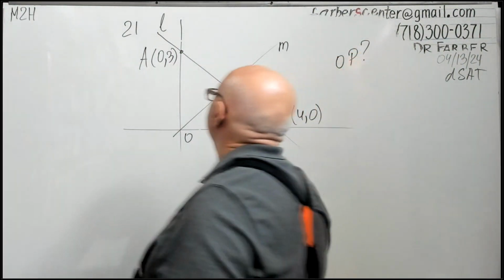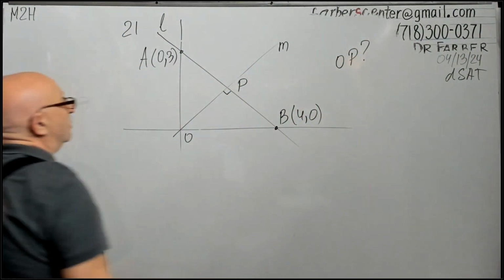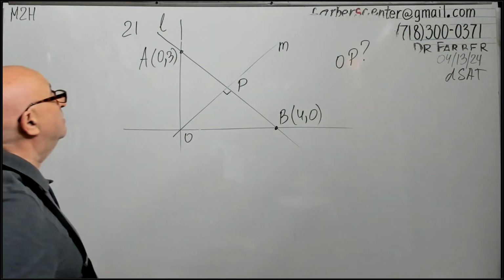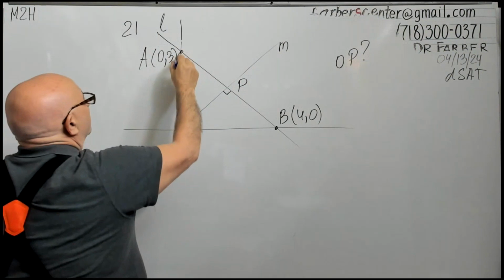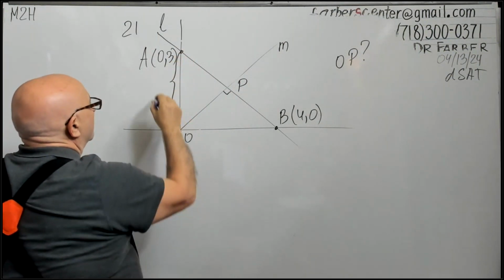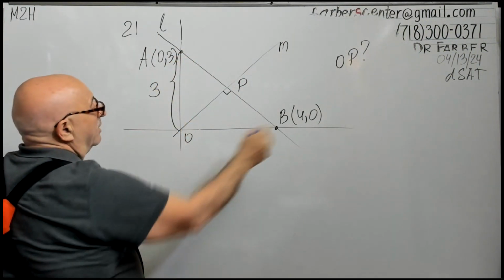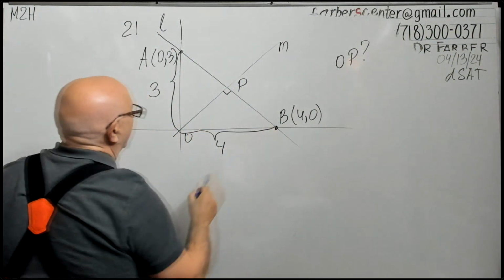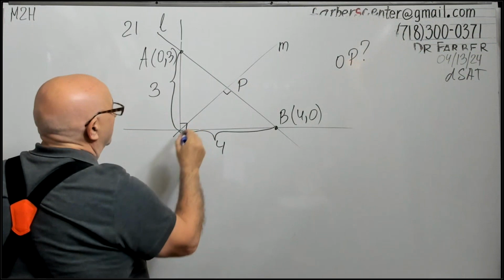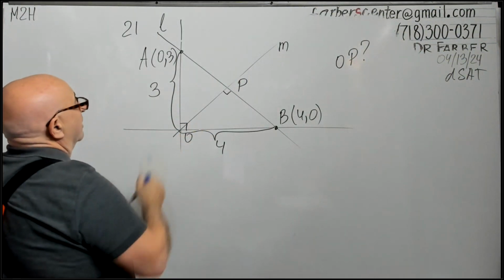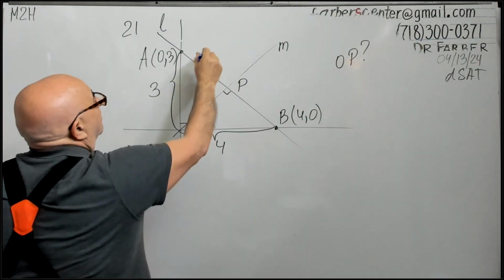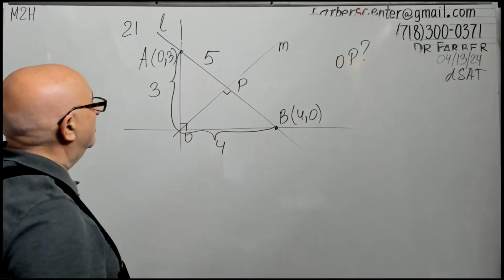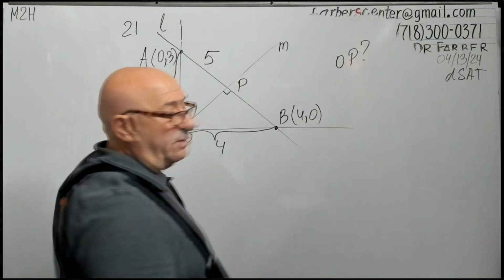Well, look at this. Not only supposed to solve, but solve preferably fast. If this is 0, 3, this is 3. If this is 4, 0, this is 4. In this right triangle, if this is 3, 4, this is 5. Pythagorean triples. So far, so good. Any questions?